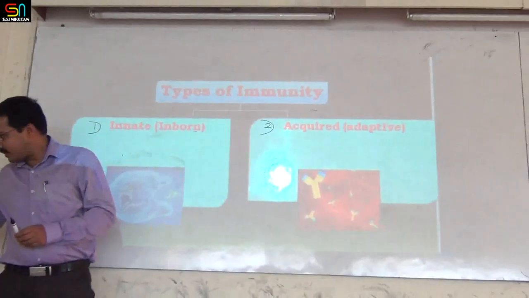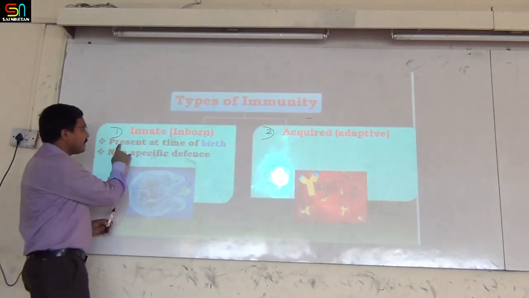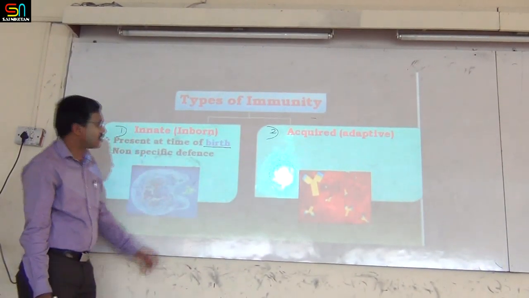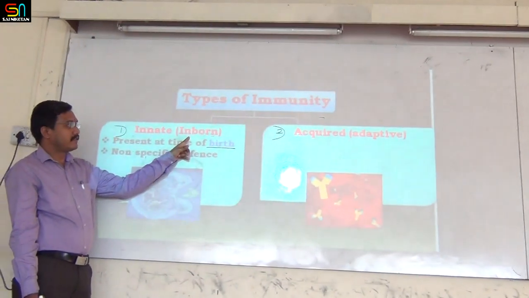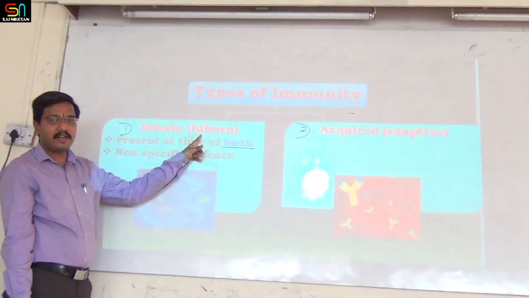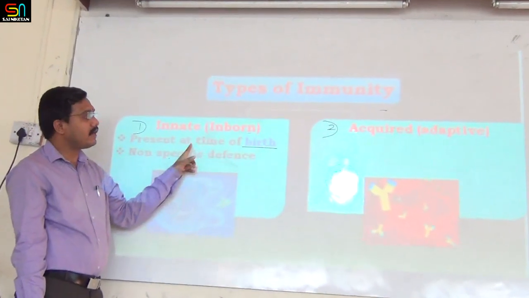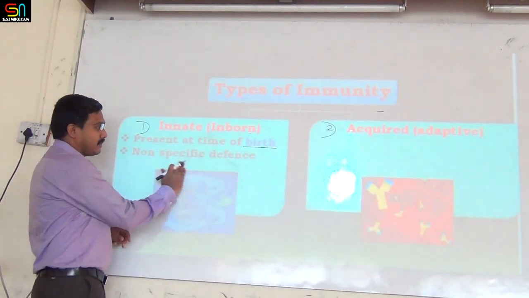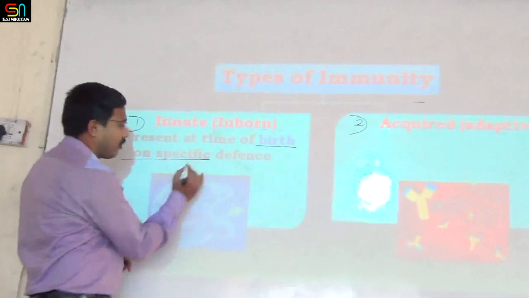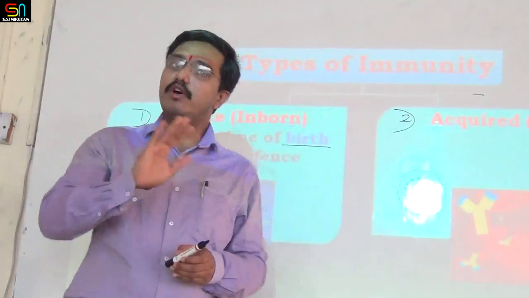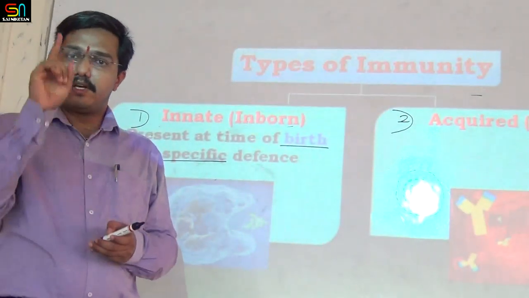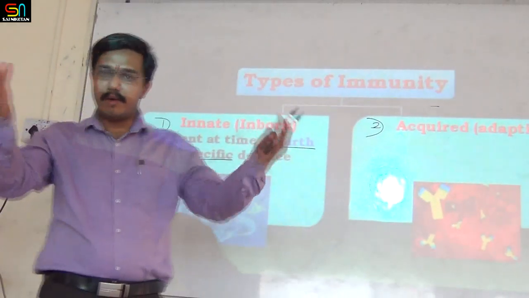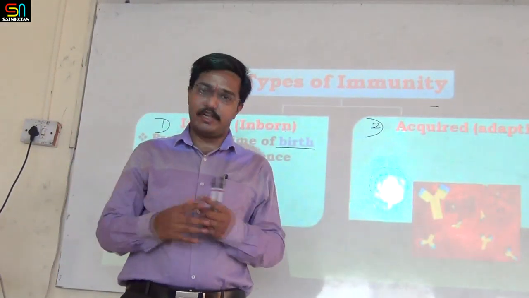Okay, so let's see what innate immunity is. Innate immunity is present at the time of birth. Hence, it is called inborn immunity. Why is innate immunity called inborn immunity? Because innate immunity is present at the time of birth. Then you need to remember, this is a non-specific immunity. It is not specific to any pathogen. So you know two pieces of information: it is non-specific and it is present at the time of birth. What we have got at the time of birth, that immunity is called innate immunity.